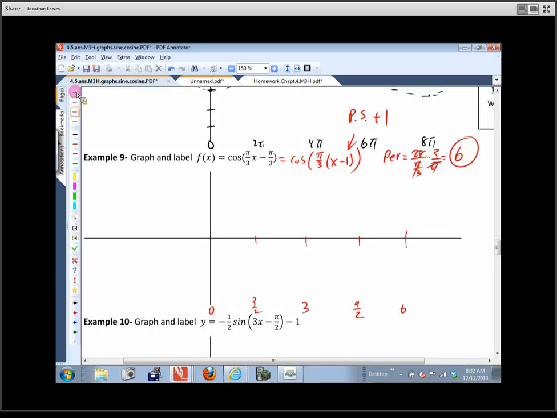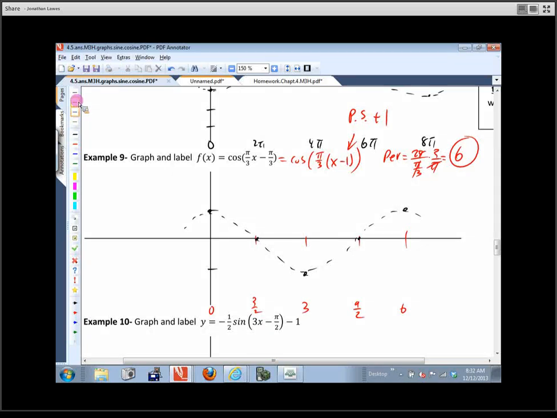Let's graph the right shape. This is a cosine graph, so it's going to start off here. And I don't have to slide this up or down, so I'm going to make 1 unit here and 1 unit there. It's going to start here, down to here, down to here, then back up, and then back up to 1. So that's the right shape.